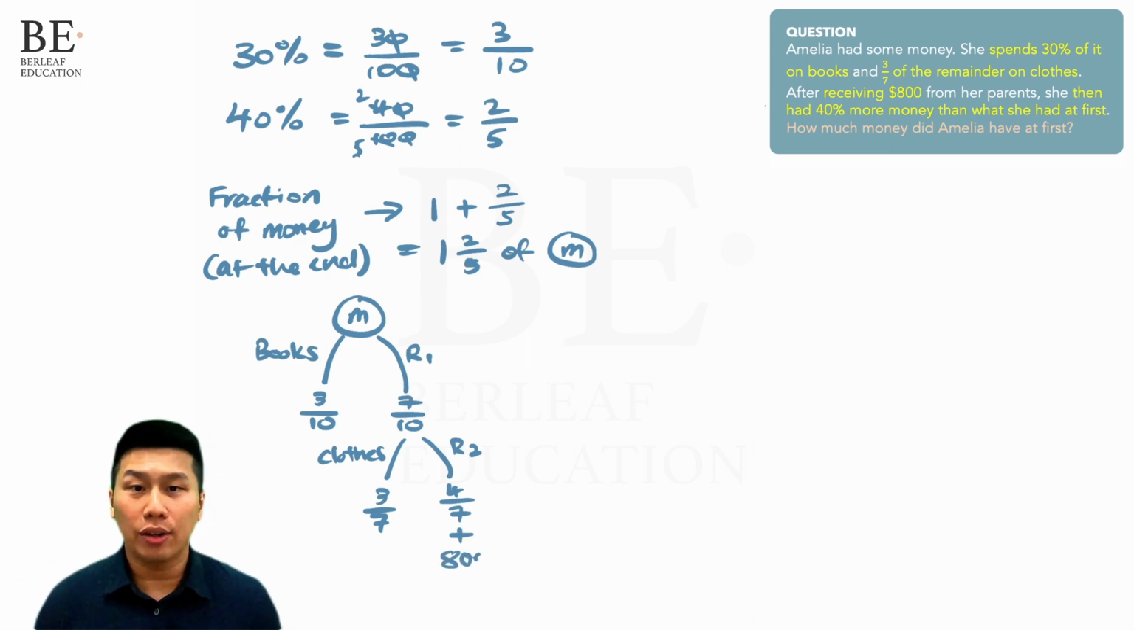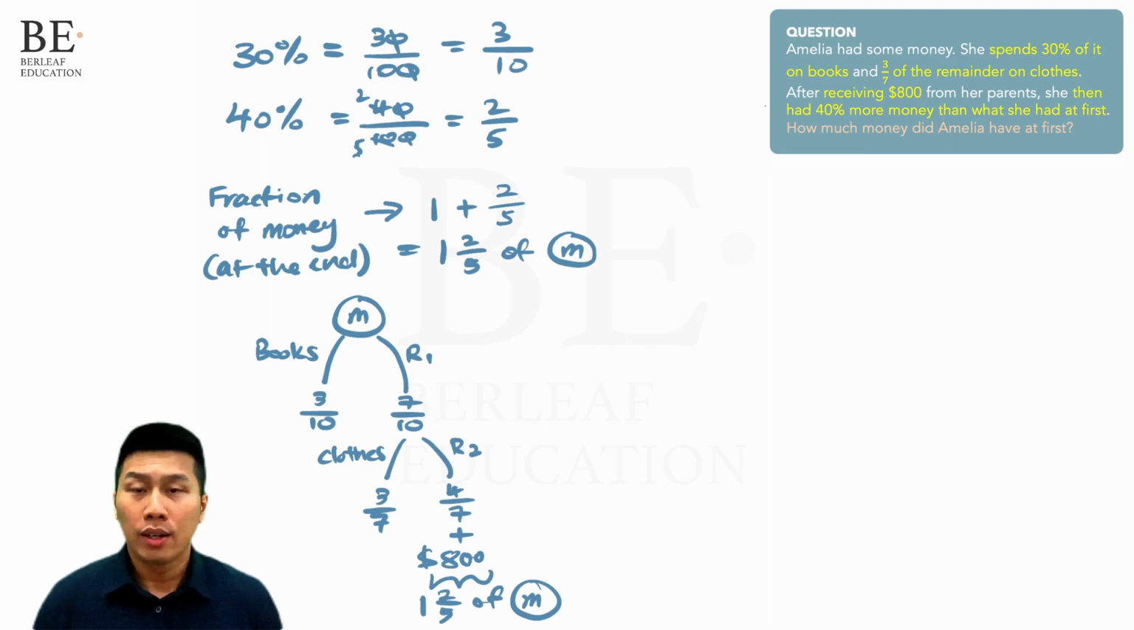Okay, let's also account for the $800. We're going to add the $800 to R sub 2, and this would be actually 1 and 2 out of 5 of the original sum of money, which we have previously worked out here, in preparation for the branch diagram.